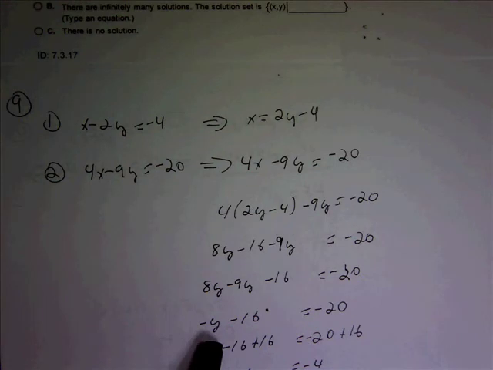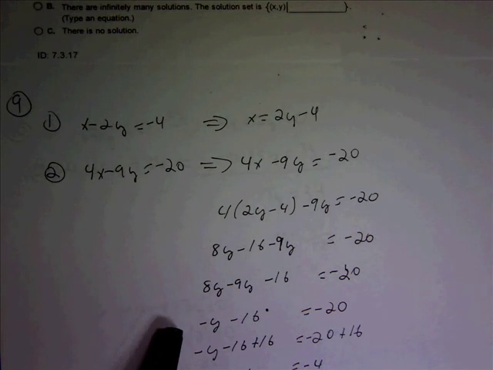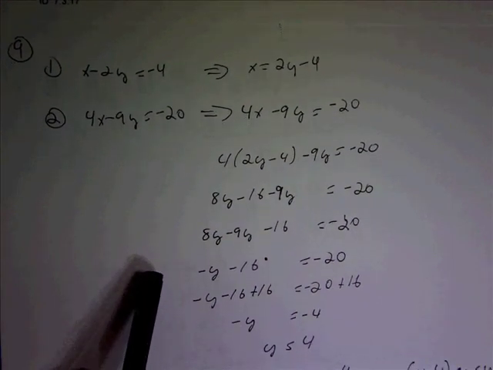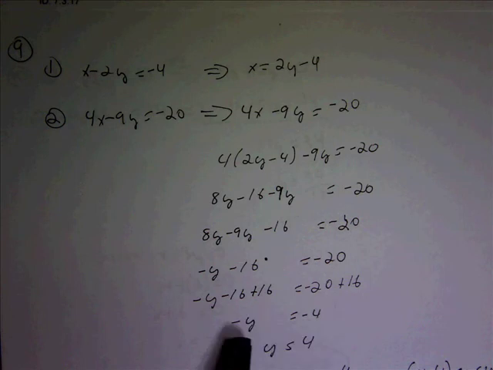So I want to get my y terms by themselves, so I have a minus 16 here. So I add 16 to both sides. So I have minus 20 plus 16, which is a minus 4, and a minus y. If I divide both sides by a negative 1, the negative 1's cancel out. And y is equal to a positive 4. We're solving for a positive variable. We aren't solving for a negative y, we're solving for a positive y. Okay? So you know what the y value is going to be.